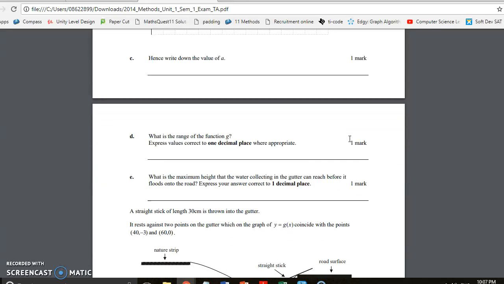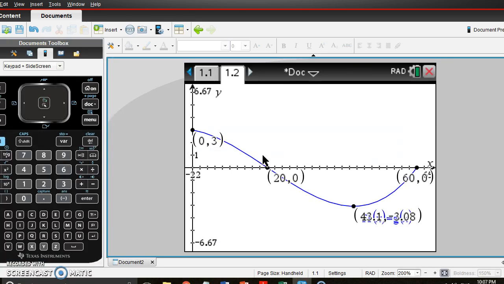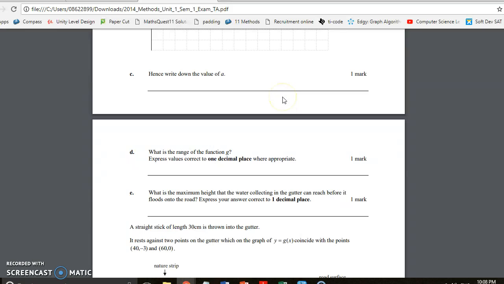What is the range of this function g? Express values to 1 decimal place where appropriate. Our range starts at a maximum here of 3, and we've got a minimum of negative 3.08. So that's our range: negative 3.08, or negative 3.1, out to 3, and they are both inclusive.